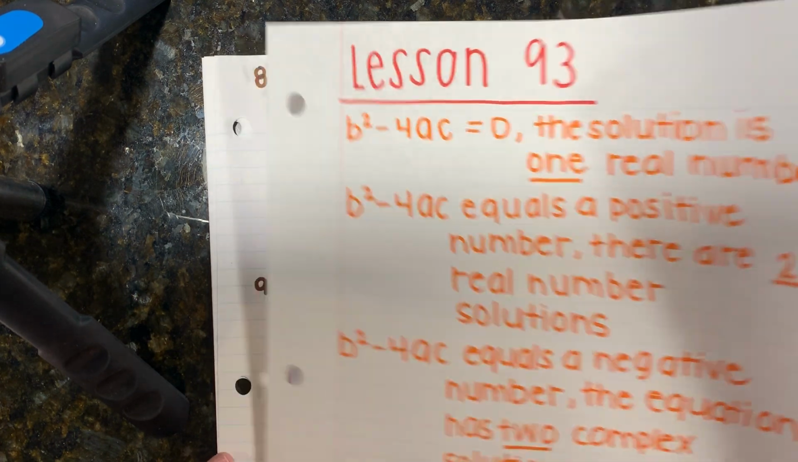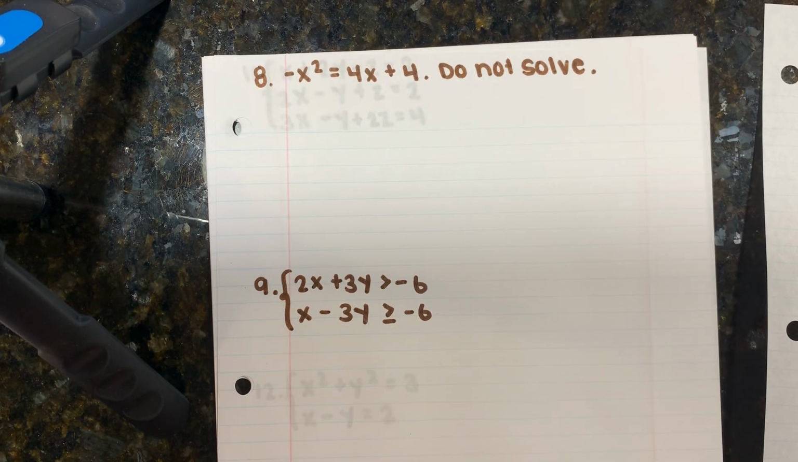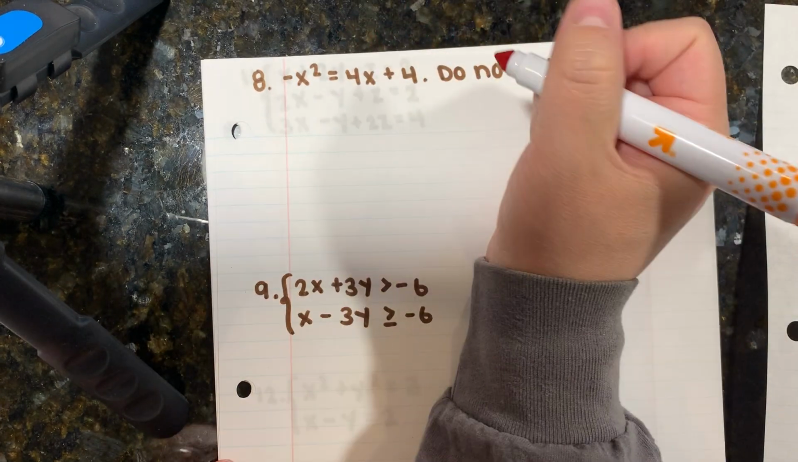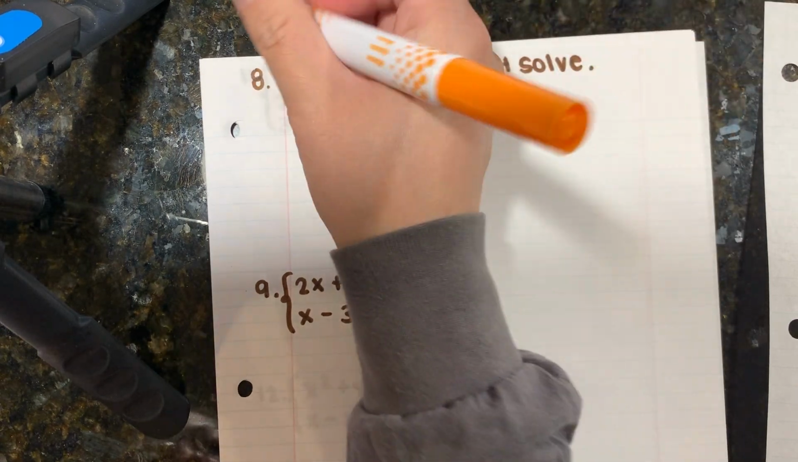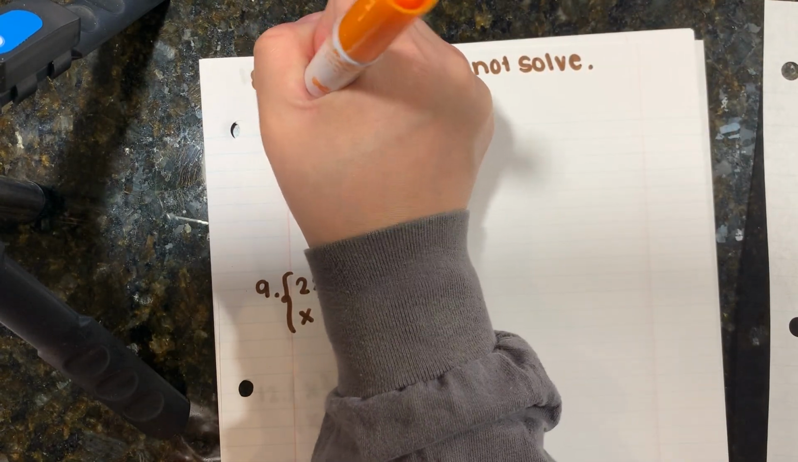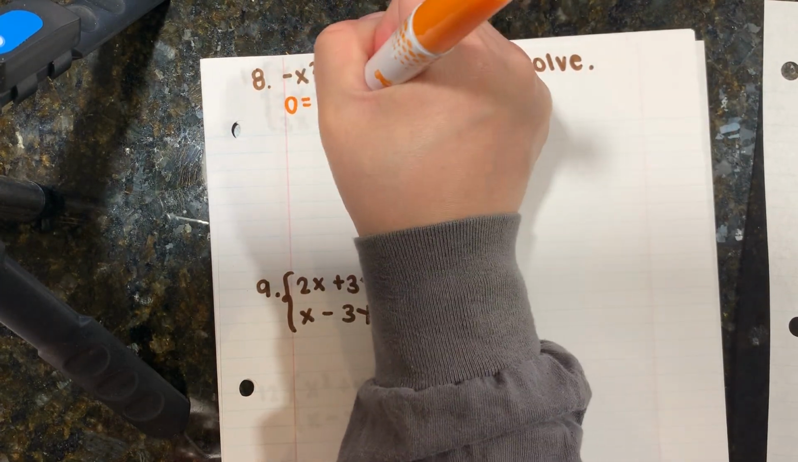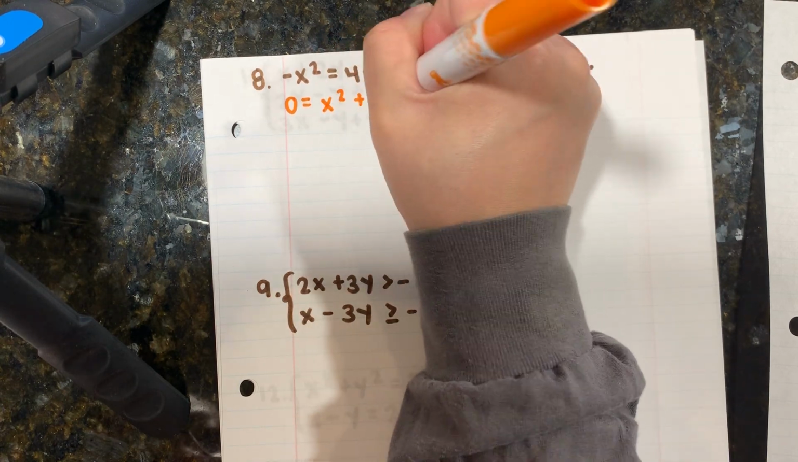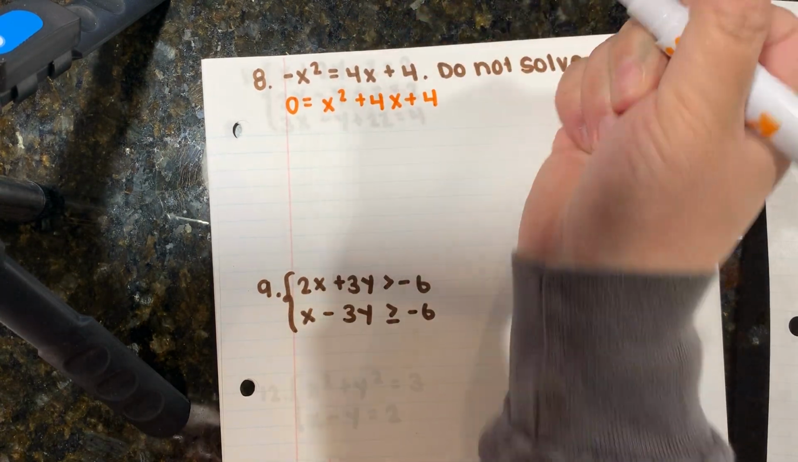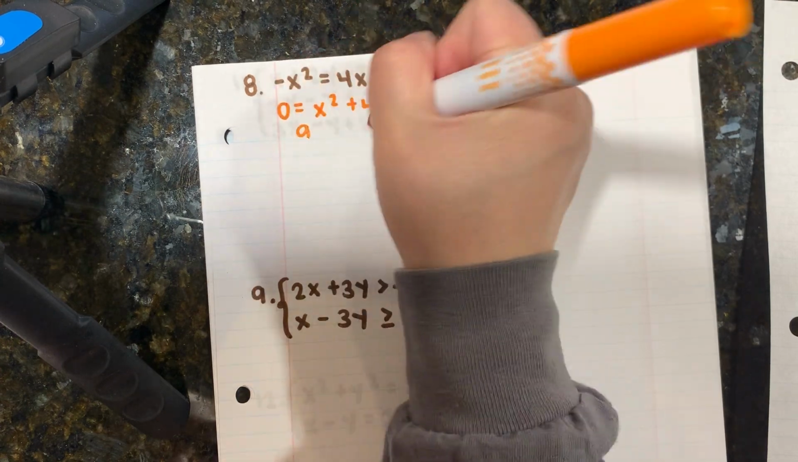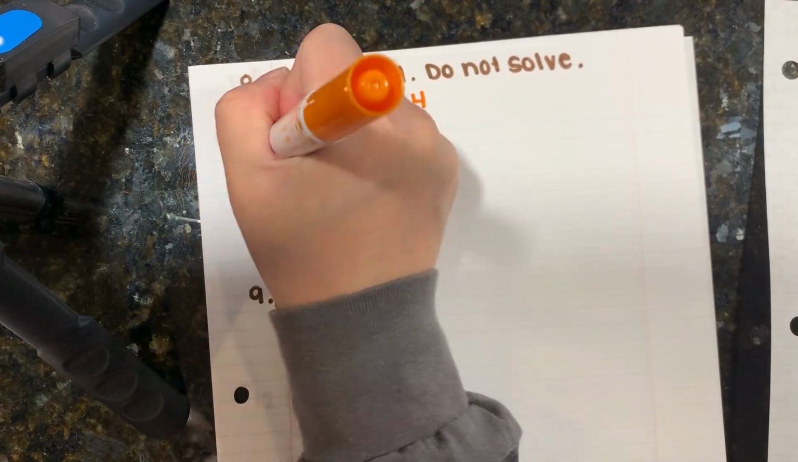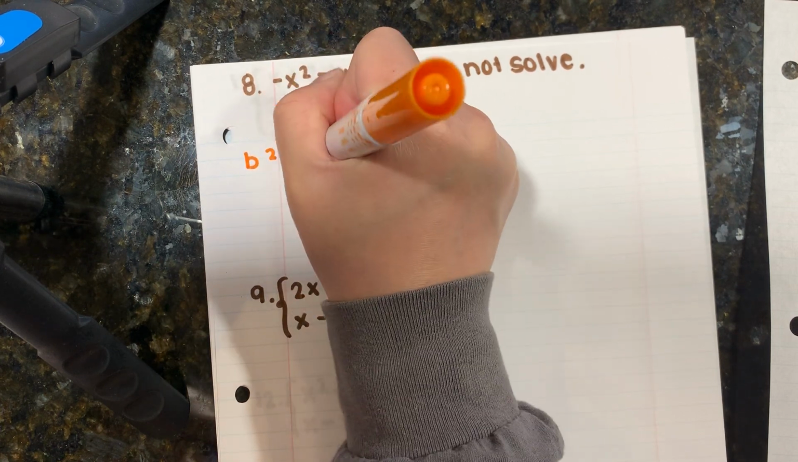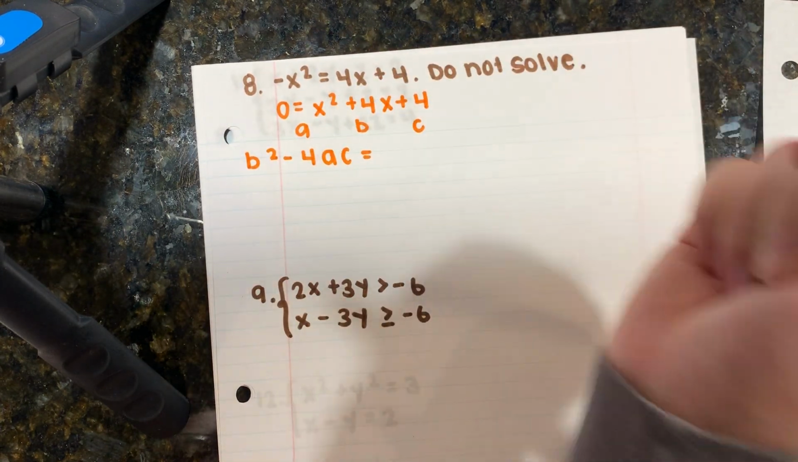So that's what I'm trying to do, is I need to determine what my b squared minus 4ac is equal to. And to do that, I'm going to start by setting this equation equal to 0. So I'm going to move the x squared to the other side, which would give me 0 = x squared plus 4x plus 4. So now I have my a, I have my b, and I have my c.